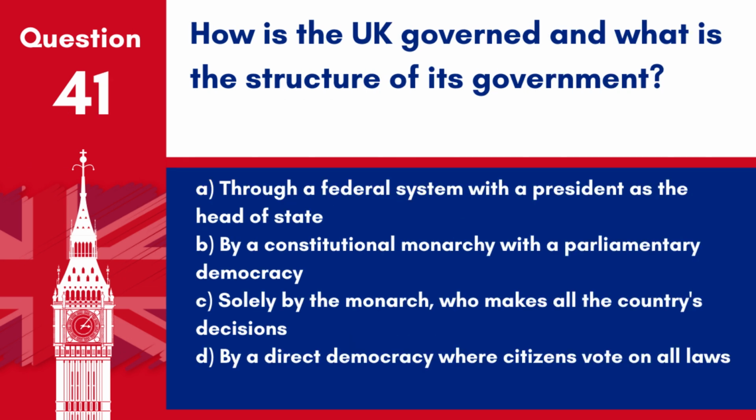Question 41. How is the UK governed, and what is the structure of its government? A. Through a federal system with a president as the head of state. B. By a constitutional monarchy with a parliamentary democracy. C. Solely by the monarch, who makes all the country's decisions. D. By a direct democracy, where citizens vote on all laws.